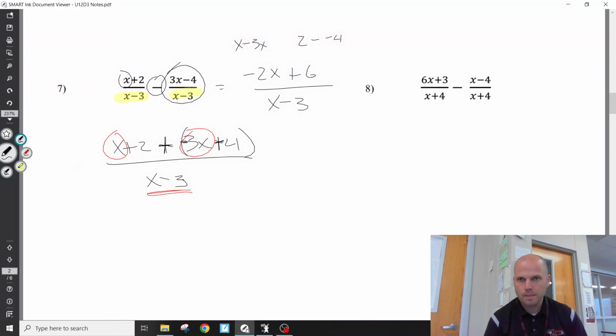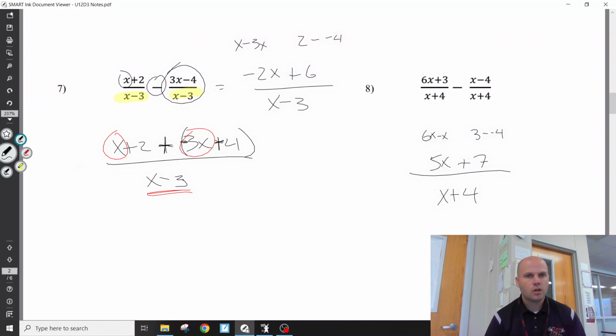Okay, same thing here. 6x plus 3, I have to subtract the x and subtract the negative 4. So I'll have 6x minus x, and then I'll have 3 minus negative 4. 6x minus x is 5x. 3 minus negative 4 is plus 7. 5x plus 7 over x plus 4.